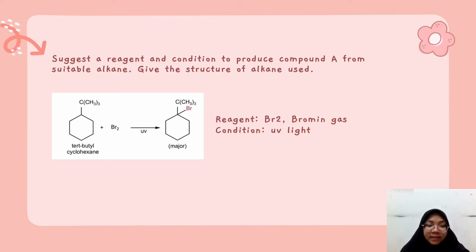Next, suggest a reagent and condition to produce compound A from a suitable alkane. Give the structure of the alkane used. The reagent is bromine gas and the condition is UV light.